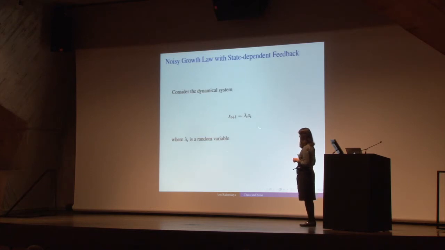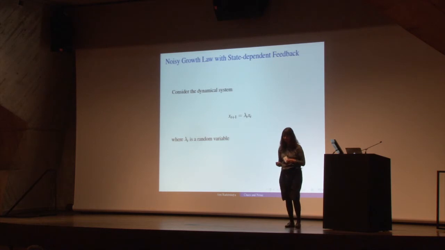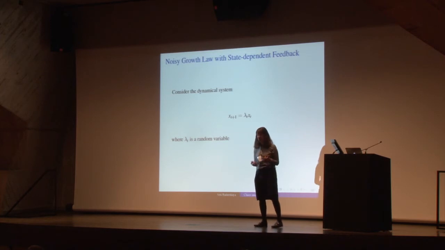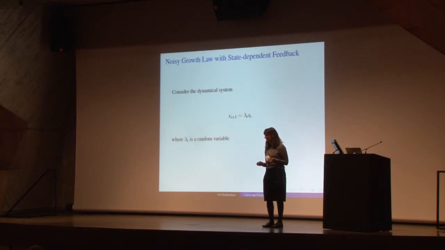Economists are really interested in this type of equation as well, because there are a lot of random factors, which might be the environment, but might also be that people's behavior is not very predictable.